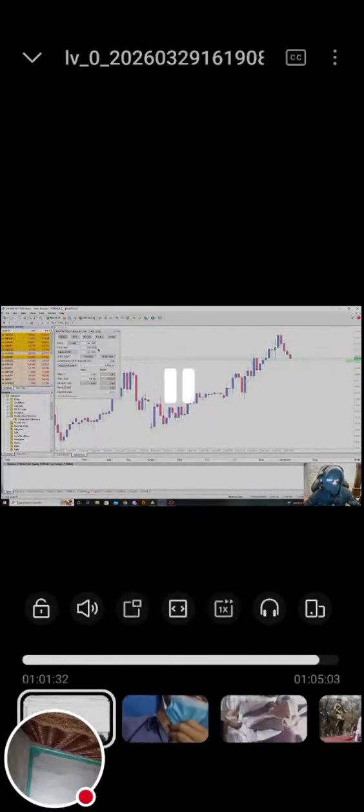Well, I'm on the wrong one here, on a different pair. But for example, place your entry there, go back to the chart, copy and paste your profit level into take profit, and then copy your stop level and put your stop loss here.